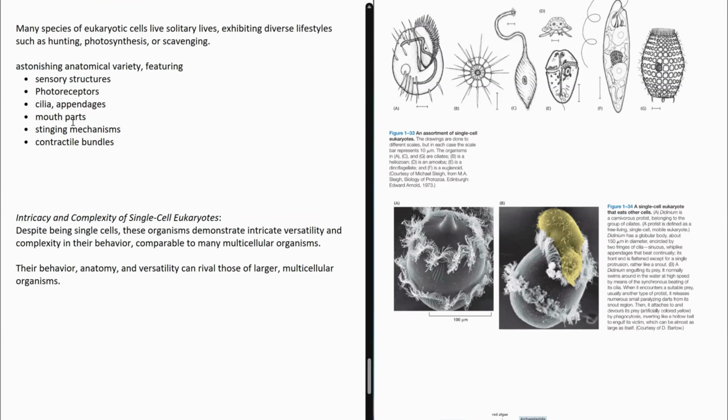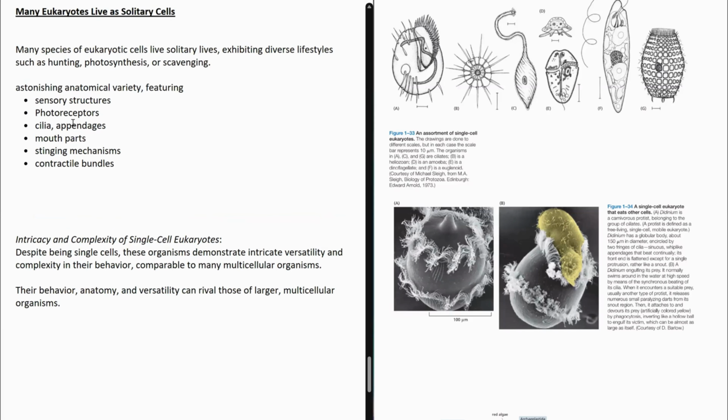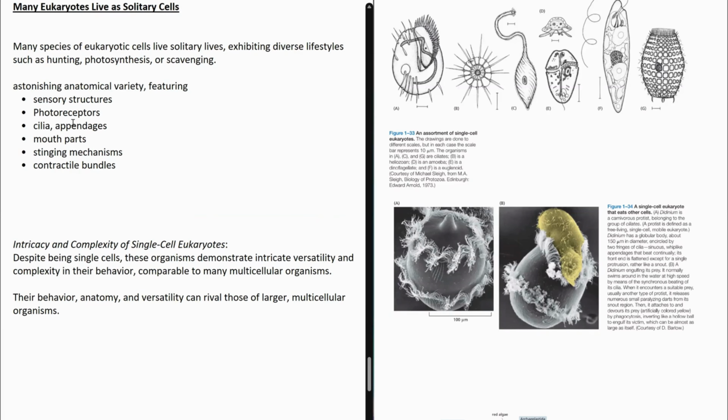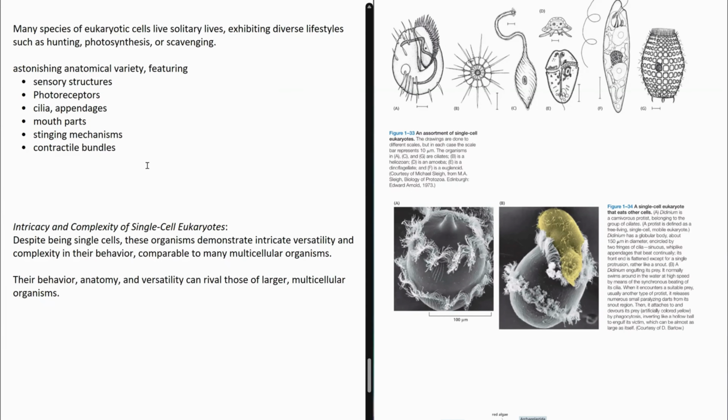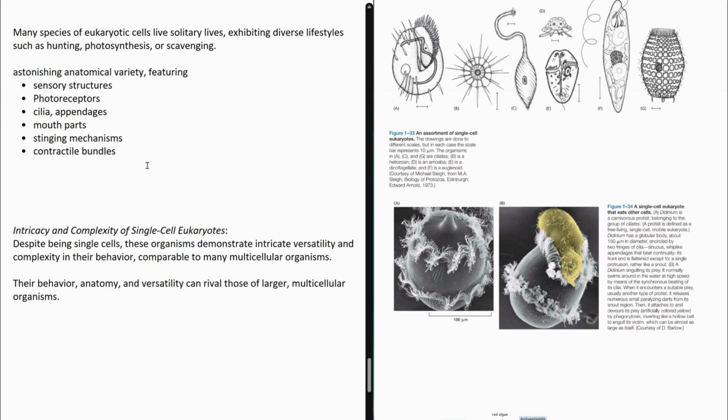Okay, so continuing on, many eukaryotes live as solitary cells, and there are many species that we know of. You can see some examples here. They live solitary lives, and they exhibit highly diverse lifestyles: hunting, photosynthesis, scavenging. And even within these eukaryotic cells, there's a lot of diversity and anatomical variety.